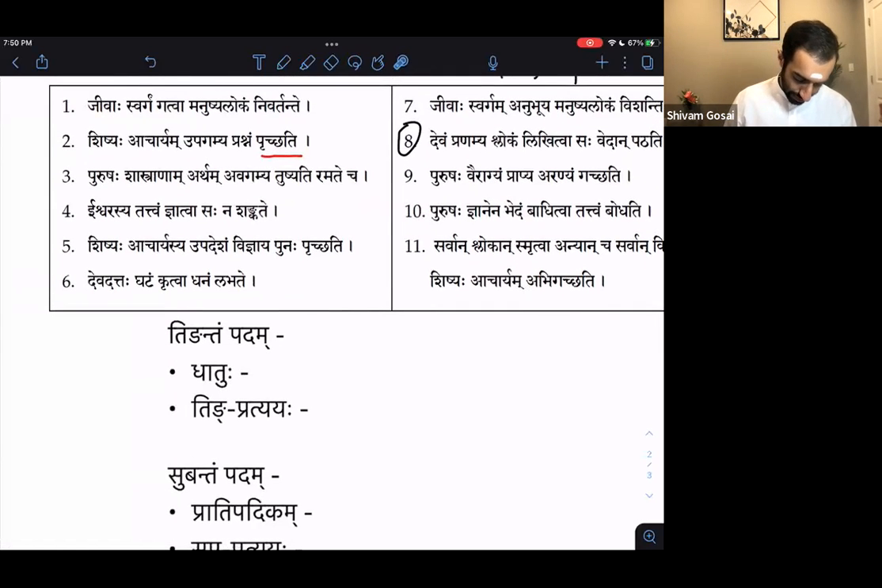Okay, number 3. Purushaha Shastranam Artham Avagamya tushyati ramate cha. Okay, so it's a little bit longer sentence, and there's more verbs. So here, what are our verbs?